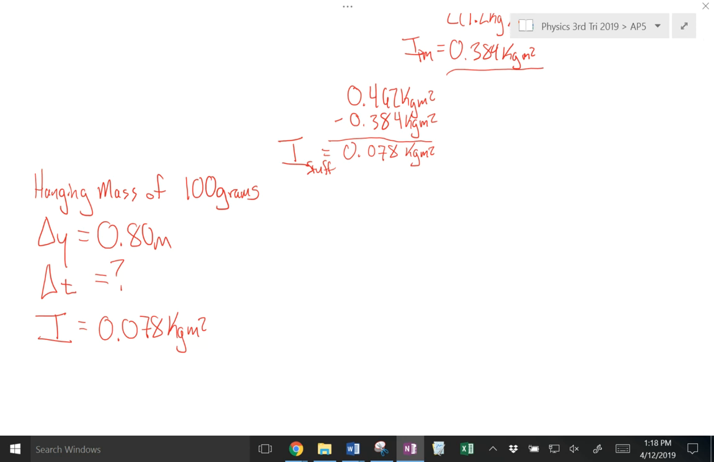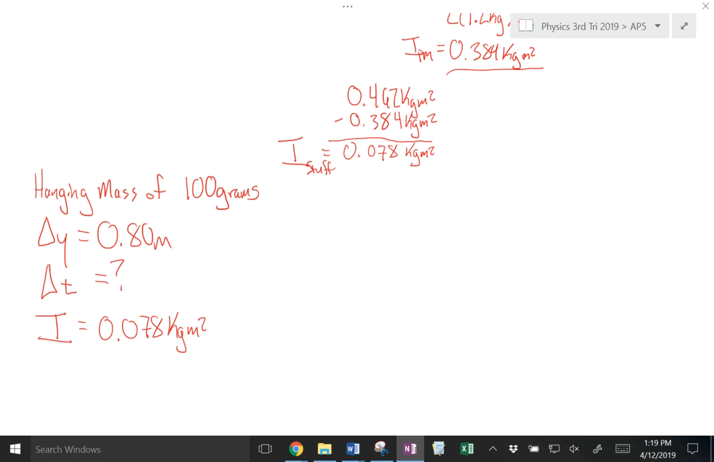So kind of we're working the problem backwards. Now we're taking as fact that the moment of inertia of what's going to be rotating is 0.078. So if we have 100 grams falling 0.8 meters, how much time will that take? That's all connected up. Okay. Get at it.